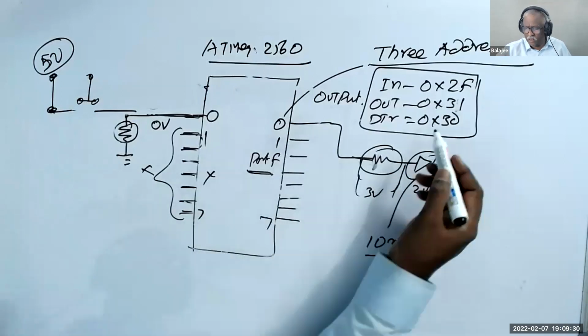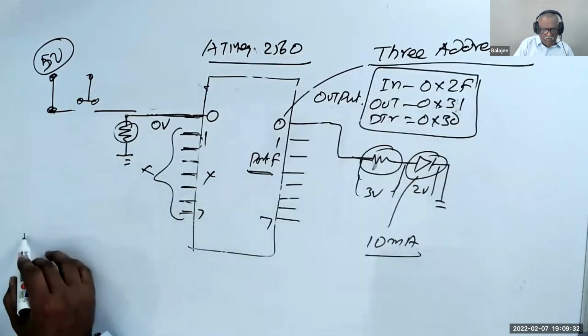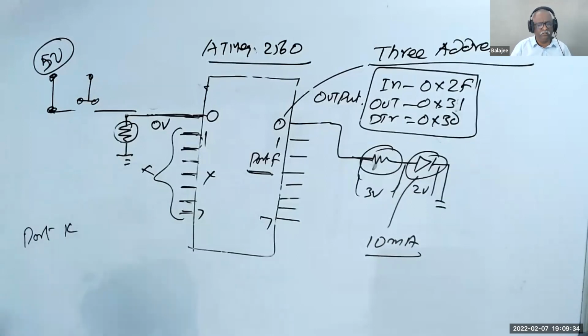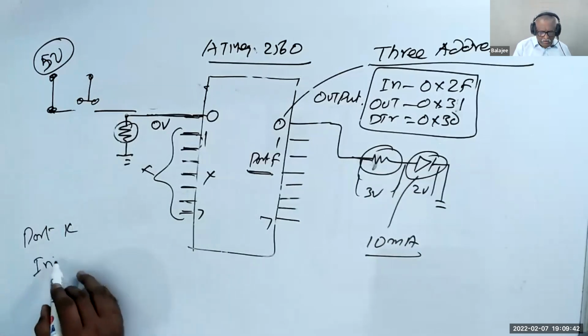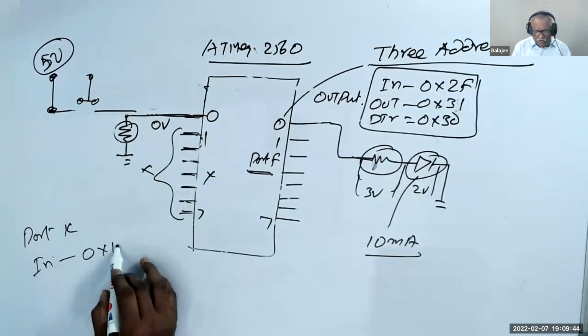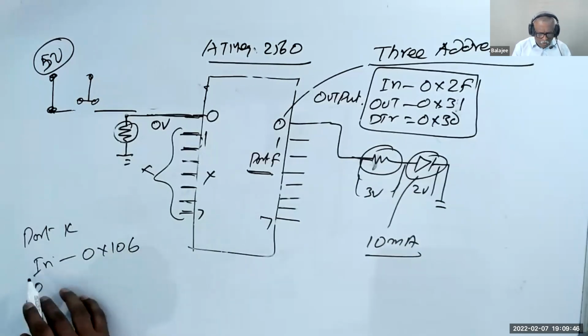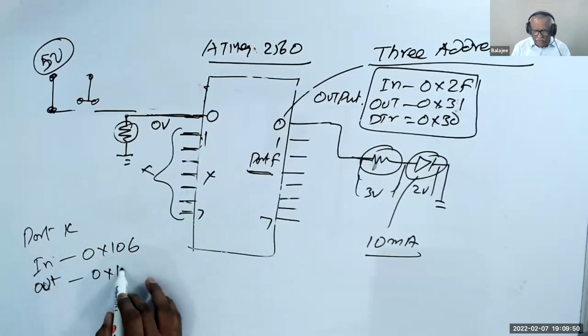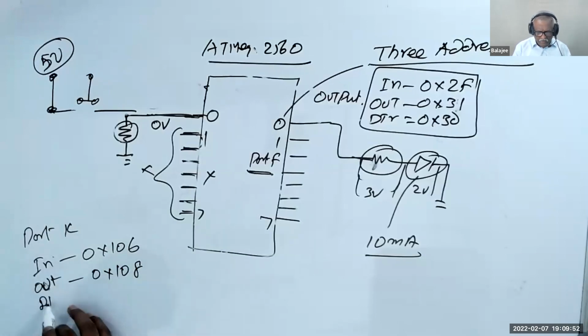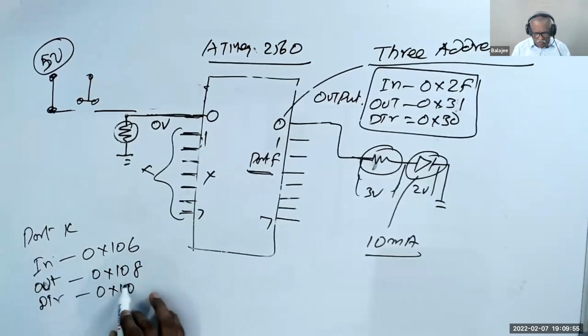In the same way, port K has 3 addresses. So what are the addresses? Port K has 3 addresses. In is 0x106. Out is 0x108. Direction is 0x107.